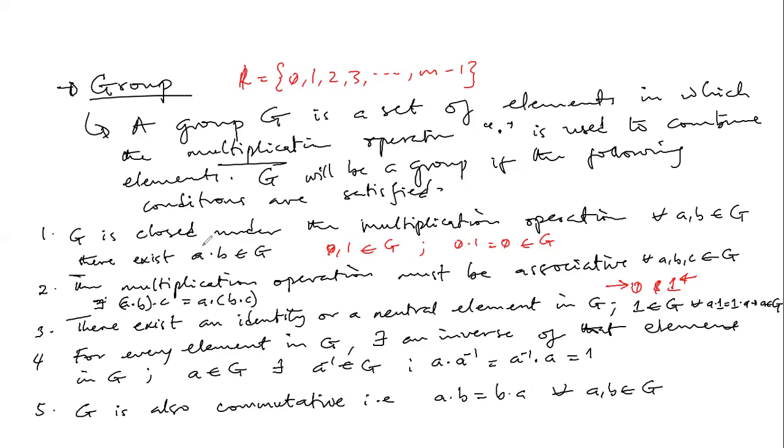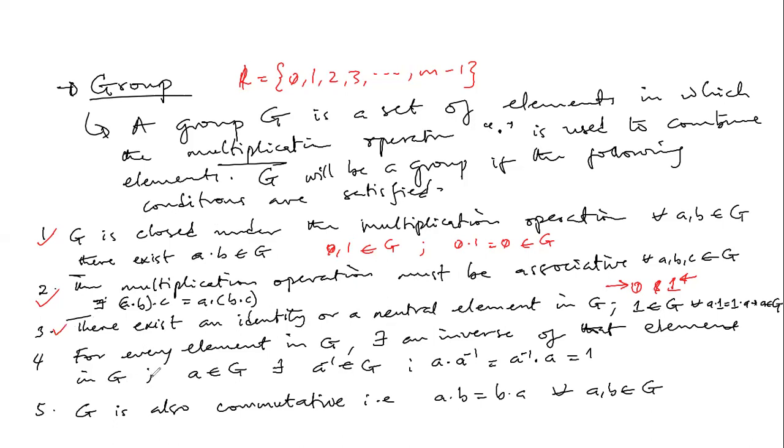Now, if we look at the first, 0 times 1 is the same as 0, and 0 is also there. So condition 1 is satisfied. 1 times 2 is the same as 2. 2 times 3 is the same as 6, so that's also an element in this group. Okay, fine. So this condition is satisfied. Now, the multiplication operation must be associative. So if, for instance, we have 0, 1, 2, 3 and we multiply them, it should give the same result whichever way we group them. So this also is satisfied. Now, there exists an identity or neutral element in the group. If we multiply 2 by 1, it is the same as 1 times 2, which gives us 2. So this is also satisfied.